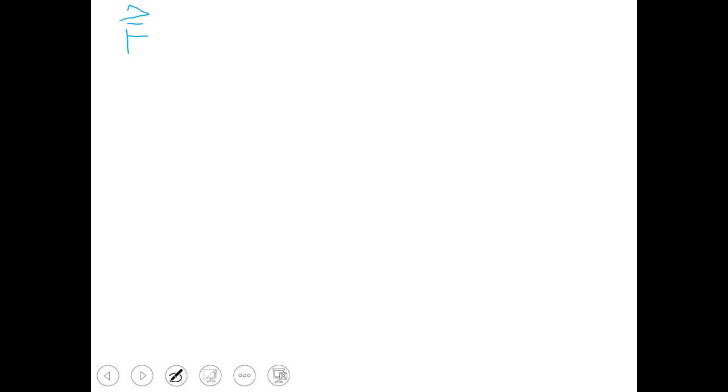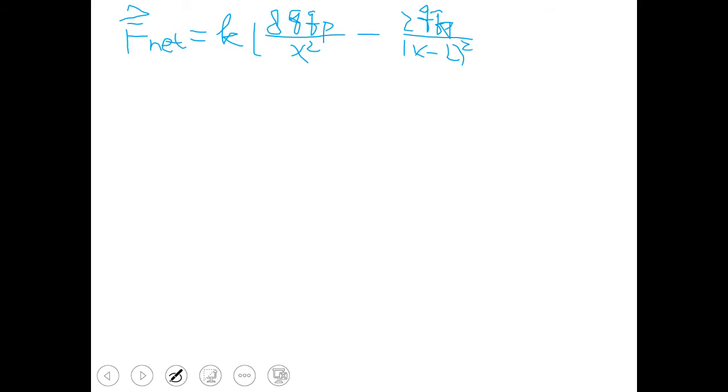So the net force would be k times 8QQp over a squared minus 2QQp over (x minus L) squared, something like this. I do not switch it back because this will disappear.